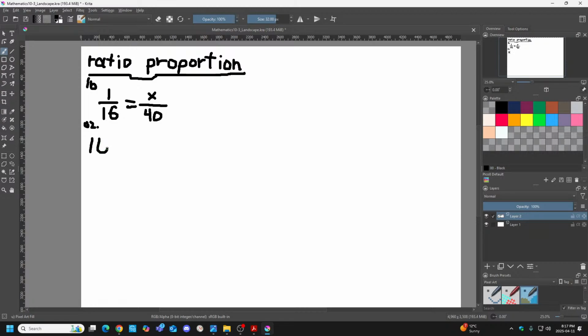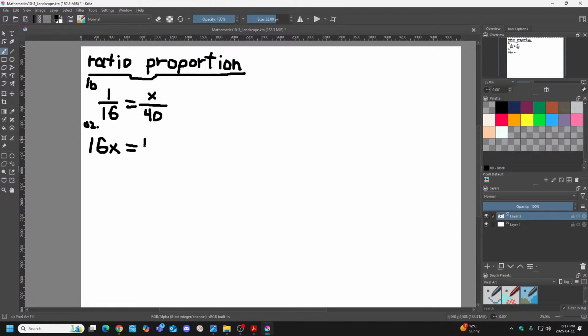I'm going to go underneath instead. So 16x. Now everything's going to be linear. Linear means in a straight line. We're making the left side equal the right side. And it's going to be 40 times 1.